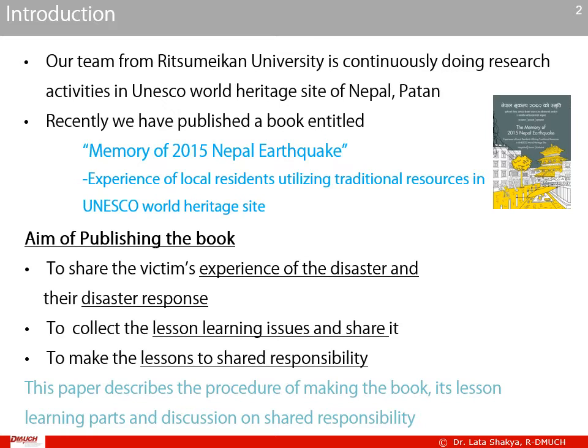Our book aims to share the victims' experience of the disaster and their disaster response. Also, it aims to collect the lesson learning issues and share it, and to make the lessons a shared responsibility. This paper described the procedure of making the book and its lesson learning parts and discussion on shared responsibility.